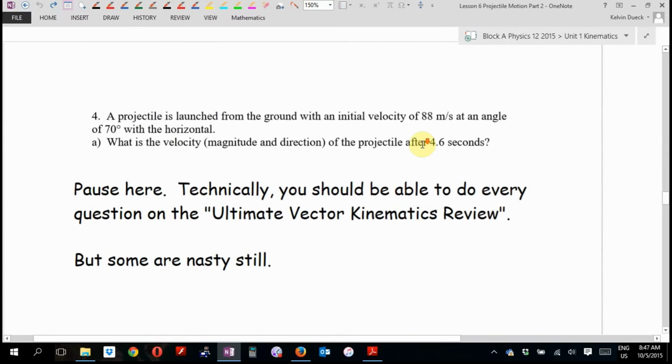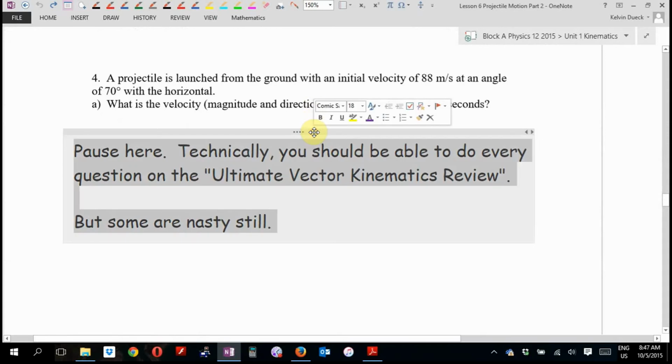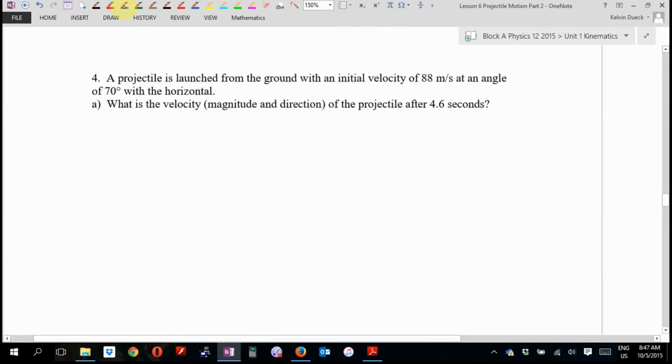Let's try number 4. A projectile is launched from the ground with an initial velocity of 88 meters per second at an angle of 70 degrees with the horizontal. I'm going to draw a little picture. I think it looks an awful lot like this. 70 degrees is pretty steep. 88 meters per second. Angle of 70 degrees.